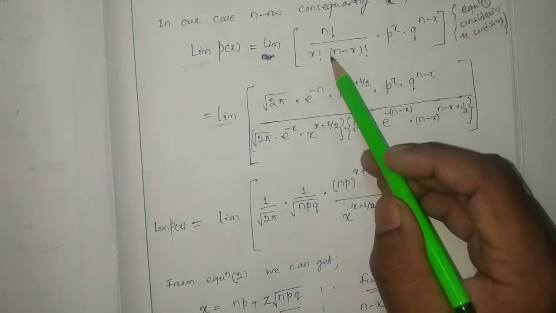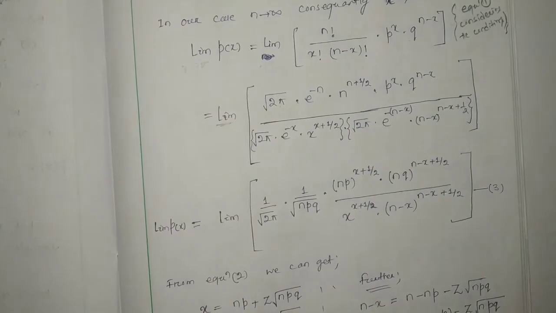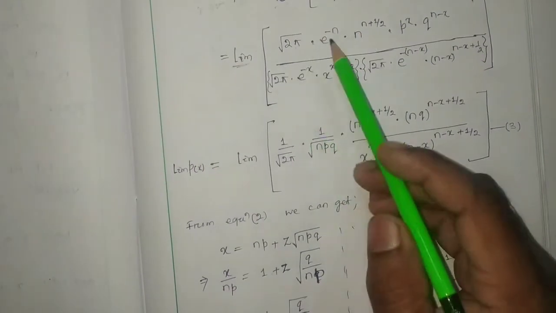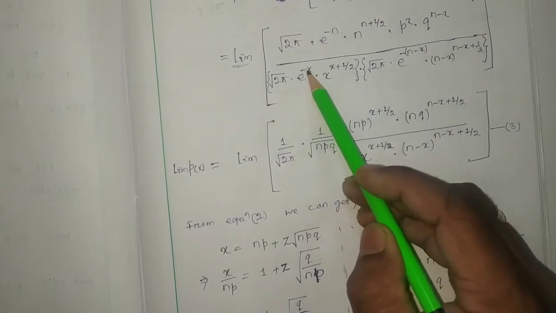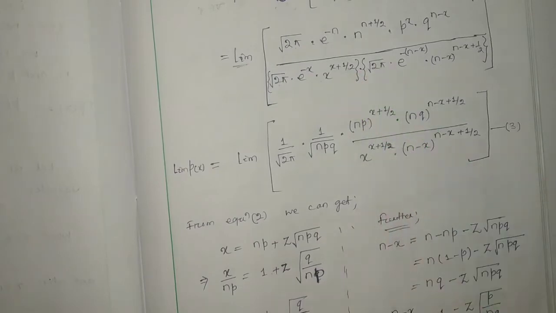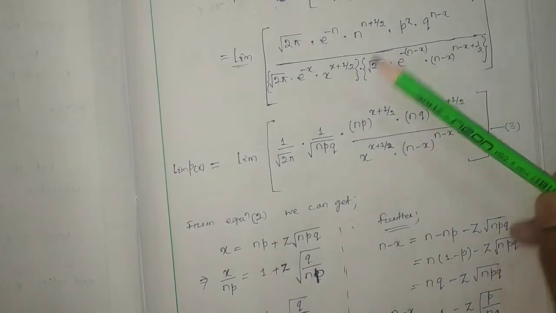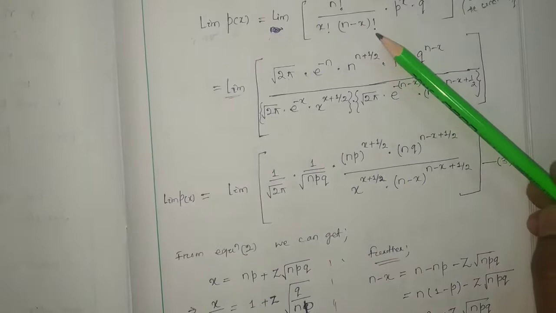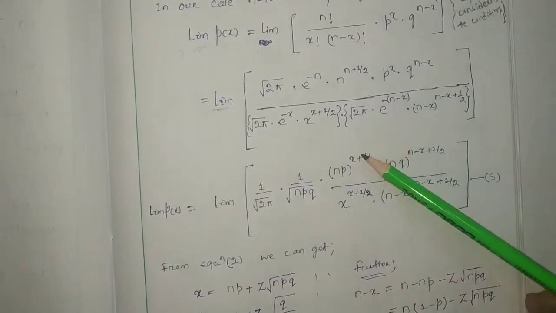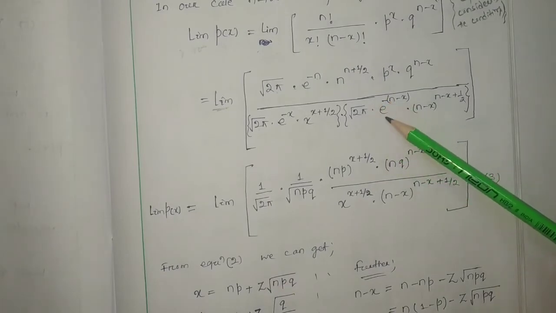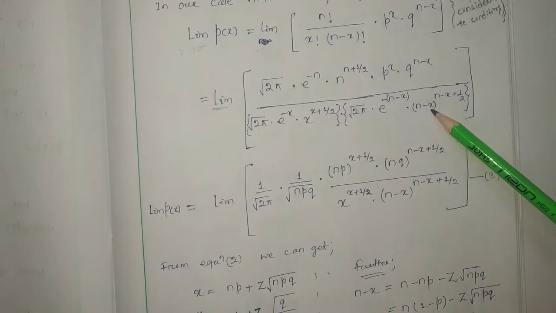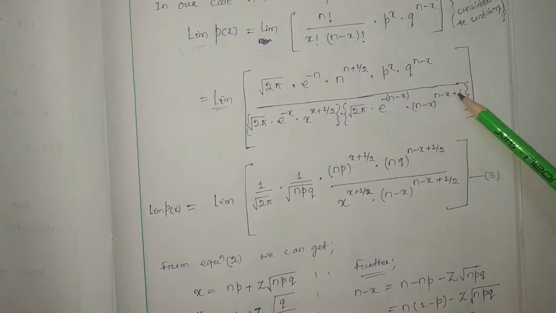Now x is also very large, tending to infinity, so that also follows Stirling's approximation: root over 2 pi, e to the power minus x, into x to the power x plus 1 by 2. Then n minus x is also very large, so that also follows Stirling's approximation: root over 2 pi, e to the power minus (n minus x), into (n minus x) to the power n minus x plus 1 by 2.